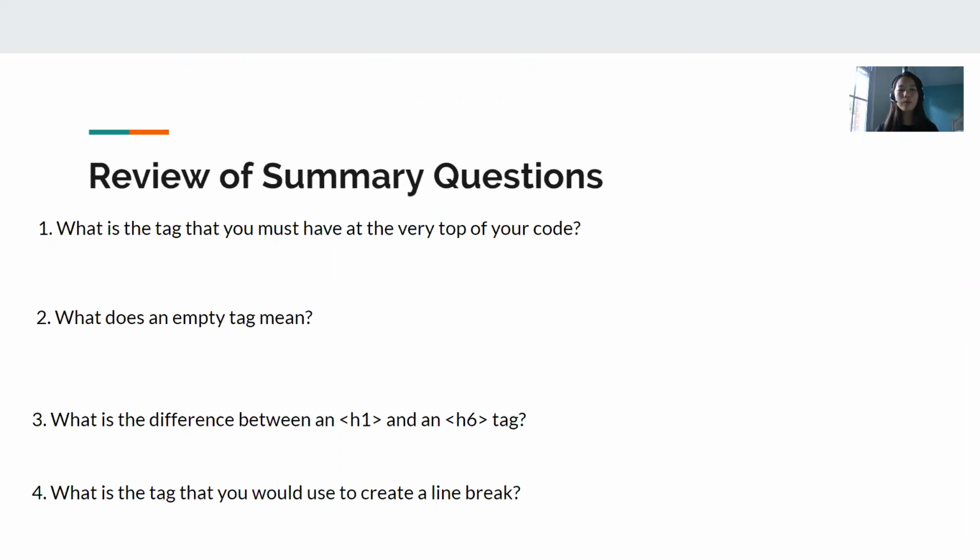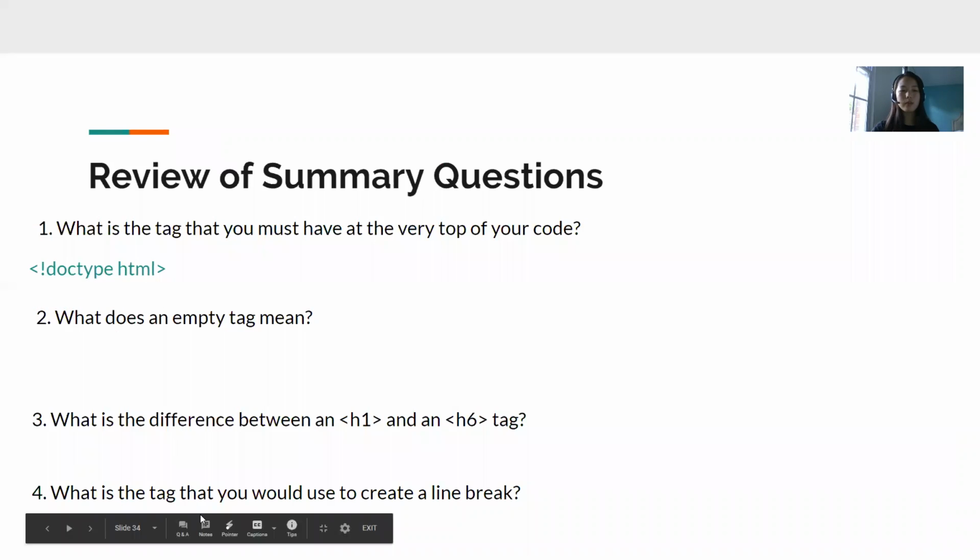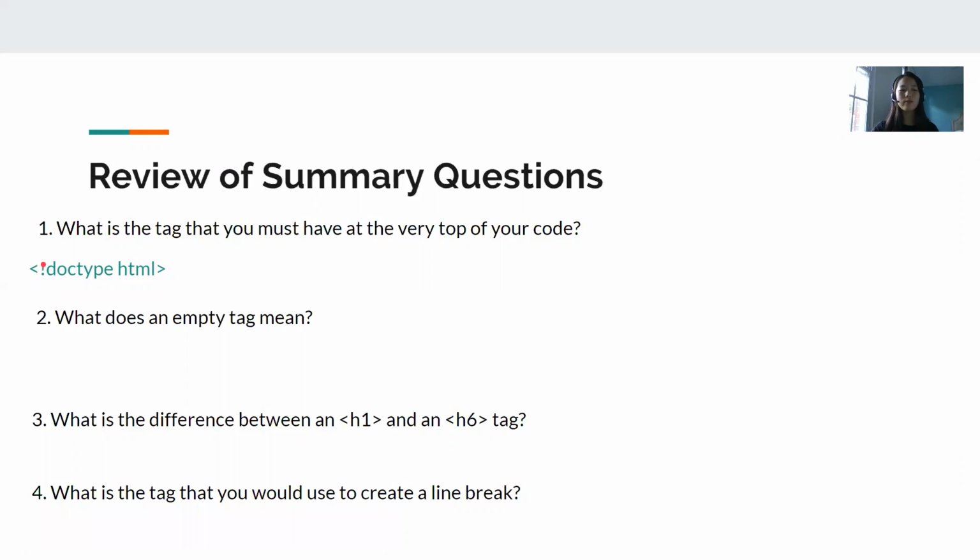So question number one, what is the tag that you must have at the very top of your code? And that is going to be your document type. So make sure that you have the exclamation point right before the word doctype.